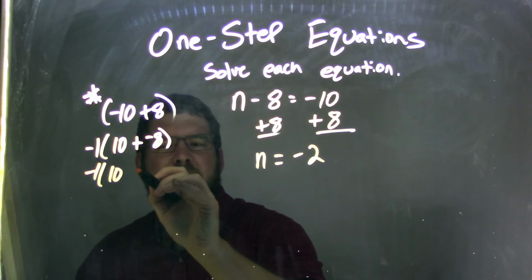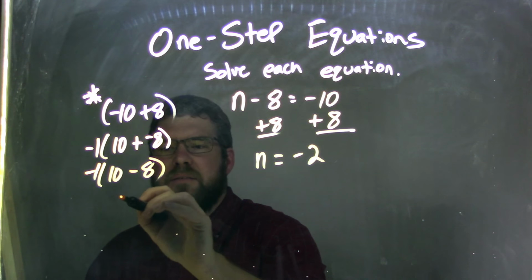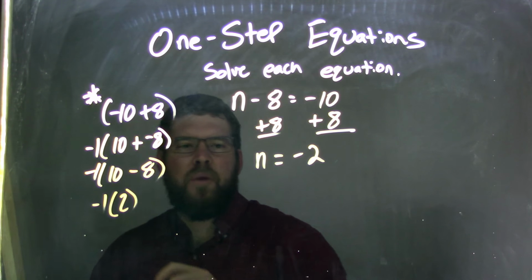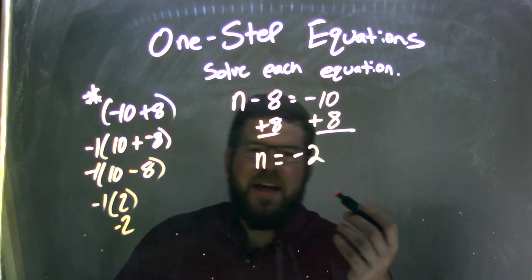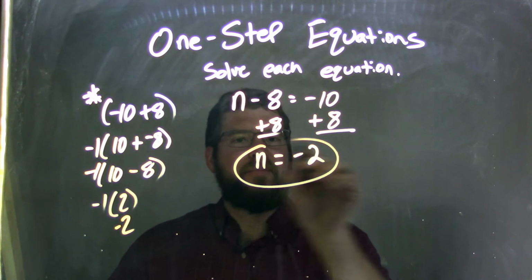Plus a negative 8 is the same thing as minus 8. What's 10 minus 8? It's 2. Negative 1 on the outside. What's negative 1 times 2? It's negative 2. And so that's how I got to that negative 2 there. My final answer. So let's recap.